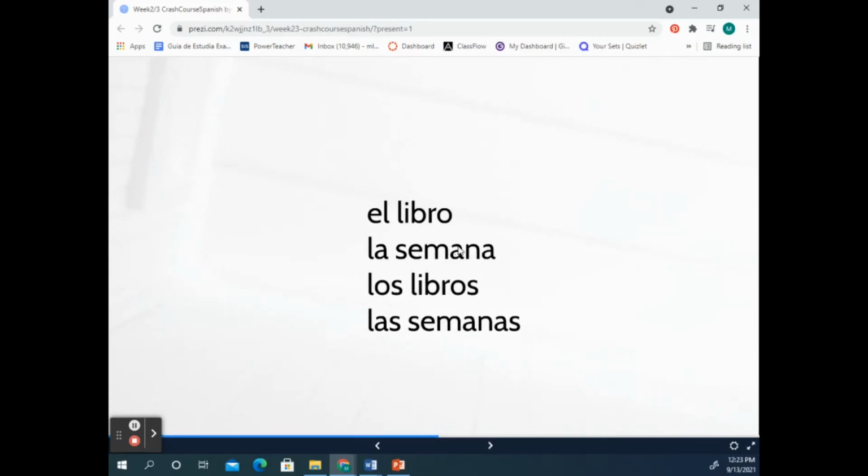Going back to el libro and la semana. If I wanted to plural this noun, libro, to libros, books, I also need to plural this definite article, okay? Again, this is something we do not do in English, so it's going to take a little time to get used to it. The book becomes the books, okay? Again, this translation doesn't change at all, but we do need to plural that to match our plural ending of our noun. Same with the second one. La semana would become las semanas.